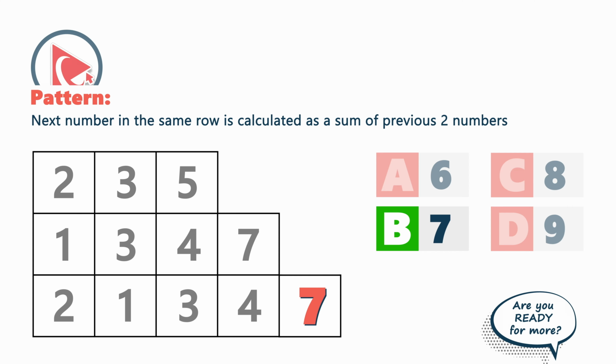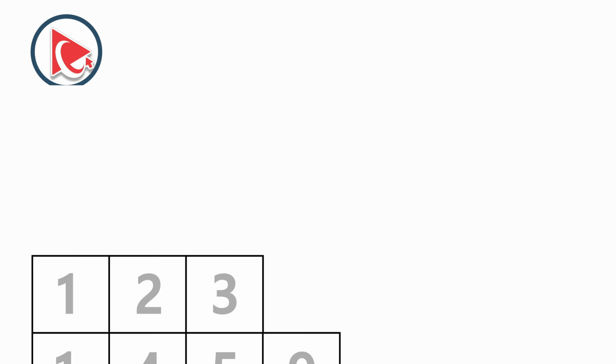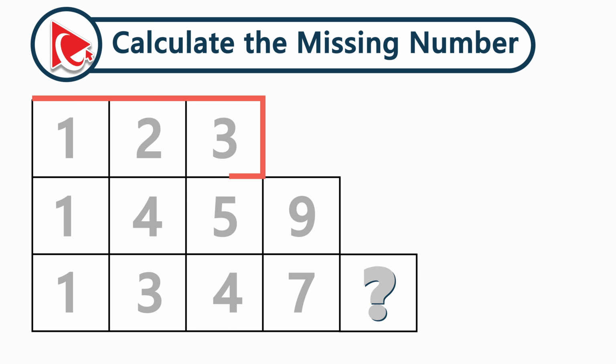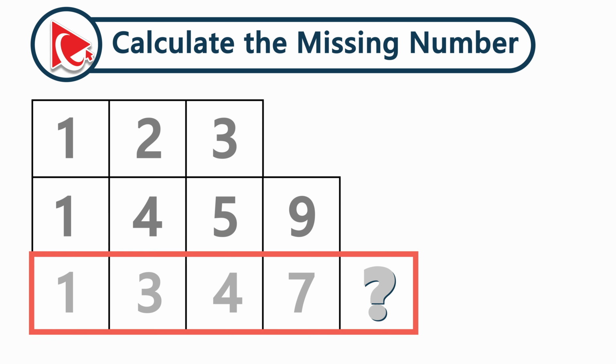But wait, are you ready to practice your skills? Try this question to see how you would do. You're presented with a cool-looking shape. First row of the shape has numbers 1, 2, and 3. See the pattern here? Second row has numbers 1, 4, 5, and 9. And the third row has numbers 1, 3, 4, 7.